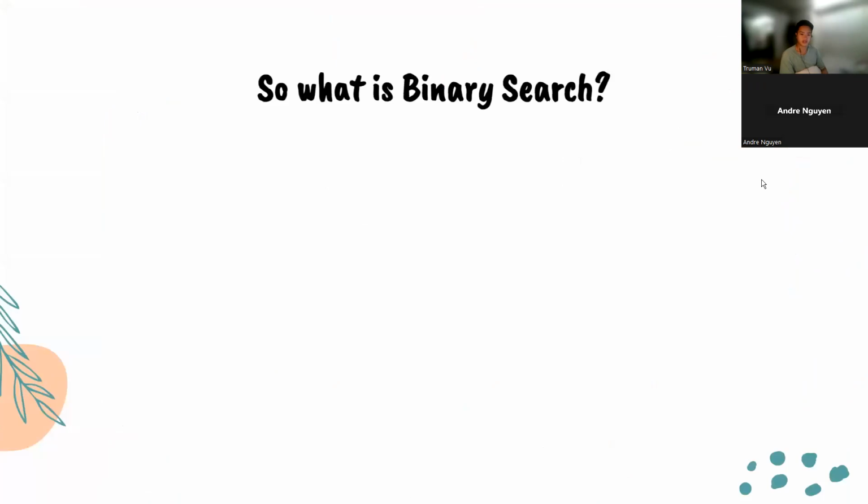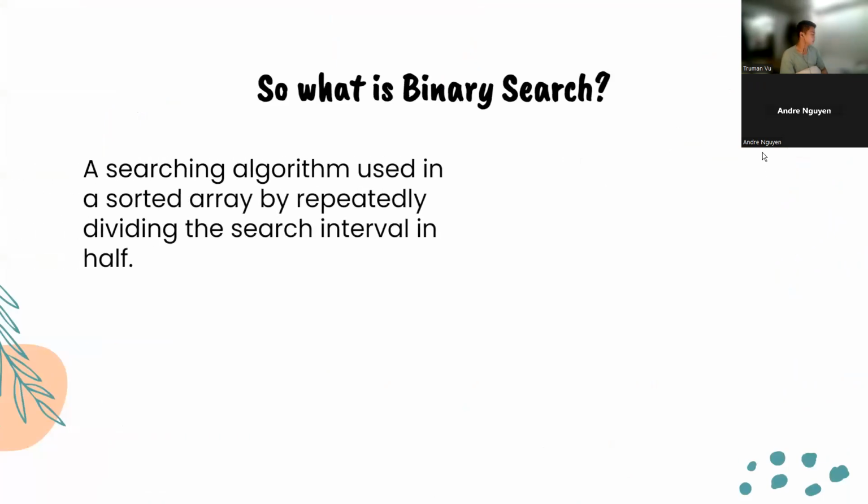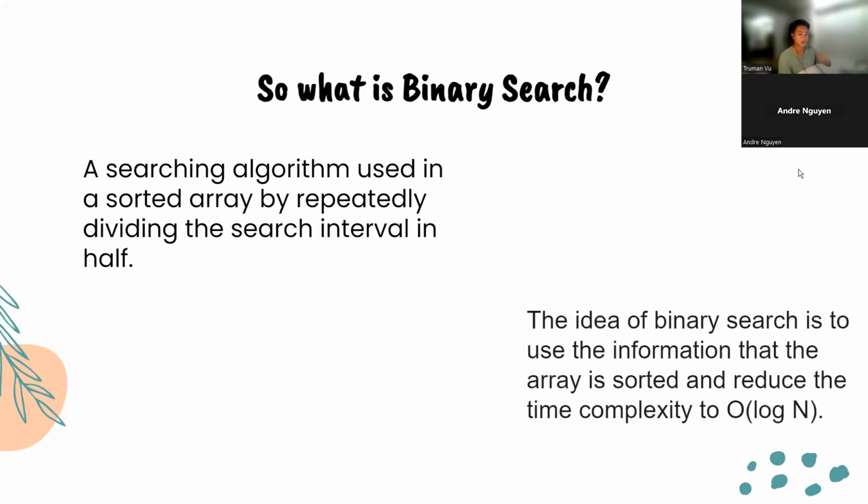So what is binary search? Binary search, as defined, is a searching algorithm used in a sorted array by repeatedly dividing the search interval in half. Now that's a literal definition, and I'll show you an example later. But to summarize, it's an algorithm where every time we call on it, it shortens the interval that we search through. And I'll show you in the next slide an example, but in reality, this is what it should be doing. This is the entire goal.